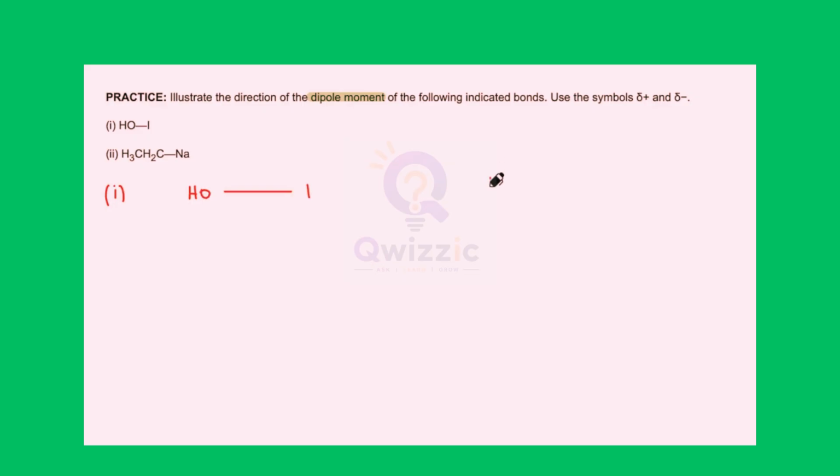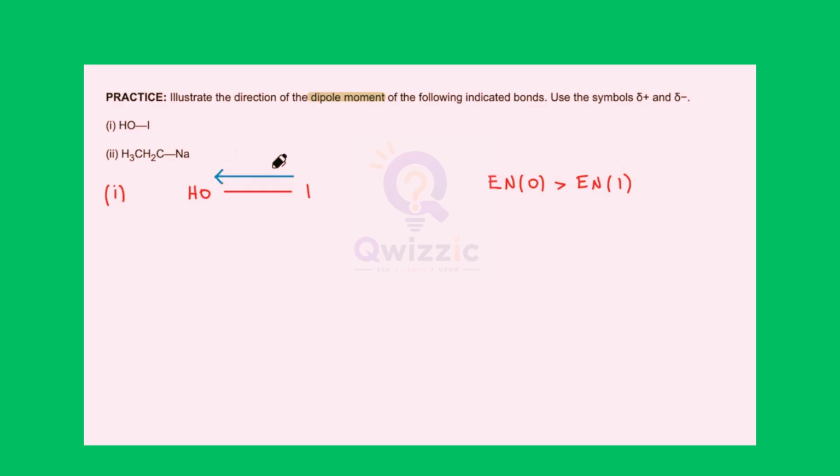For the purposes of this problem, let's recall that the electronegativity of oxygen is greater than the electronegativity of iodine. Oxygen is closer to fluorine, right? Fluorine is the most electronegative element. Let's recall that the dipole moment goes from a less electronegative atom to the more electronegative atom. So in this case, if iodine is less electronegative, then the dipole moment is directed from iodine towards oxygen.